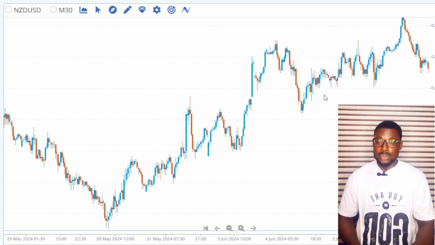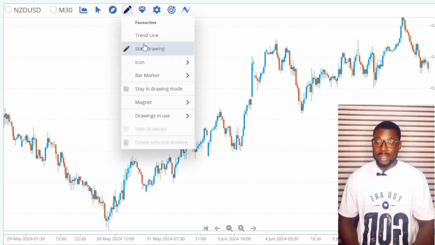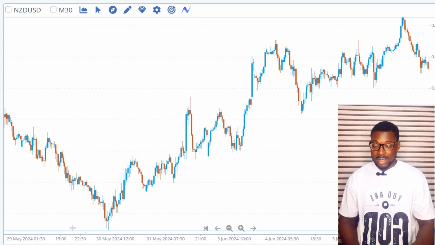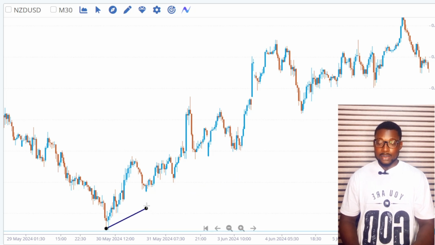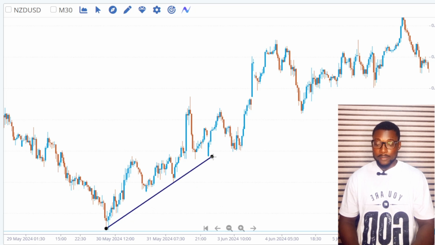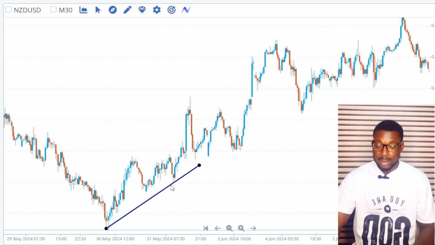So a lot of people draw trend lines by simply connecting just 1 point. So something like this alone is not a good trend line. So your trend line should connect at least 2 points, a minimum of 2 points. So when you do something like this, it becomes a good trend line. It must connect 2 points at least, right? Something like this is a good trend line. So we need to watch out for that as well.